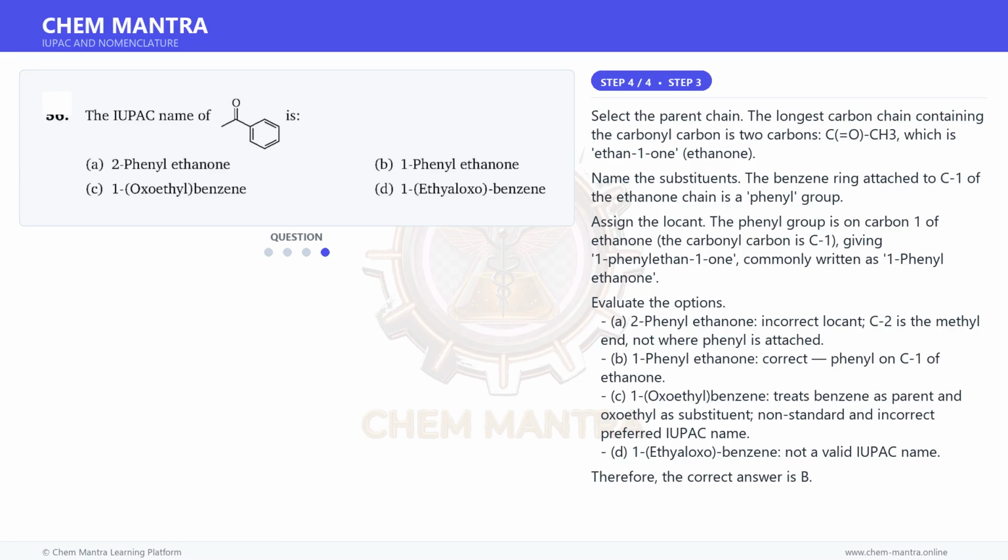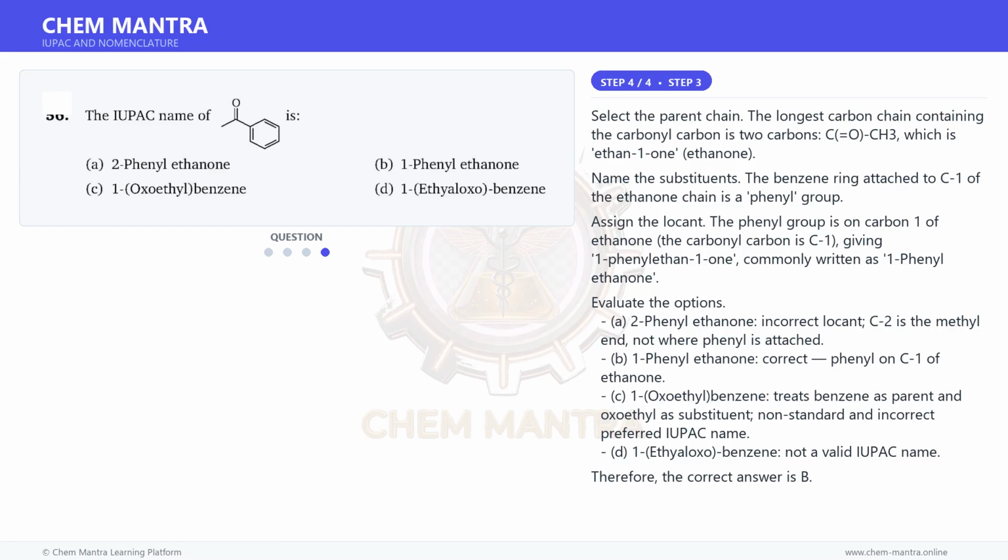The benzene ring attached to C1 of the ethanone chain is a phenyl group. Assign the locant. The phenyl group is on carbon 1 of ethanone. The carbonyl carbon is C1, giving 1-phenylethan-1-one, commonly written as 1-phenylethanone.